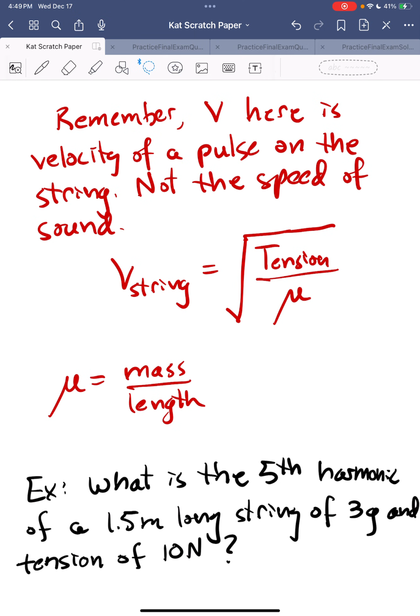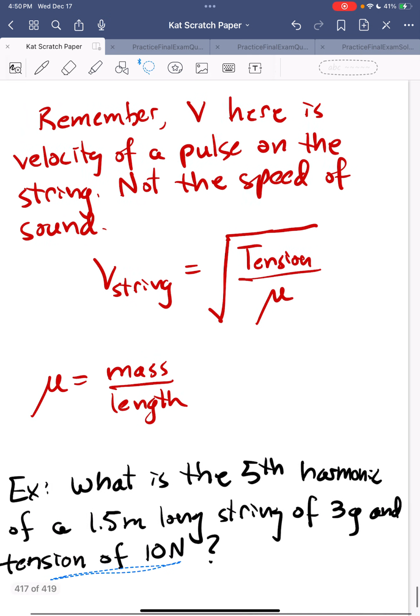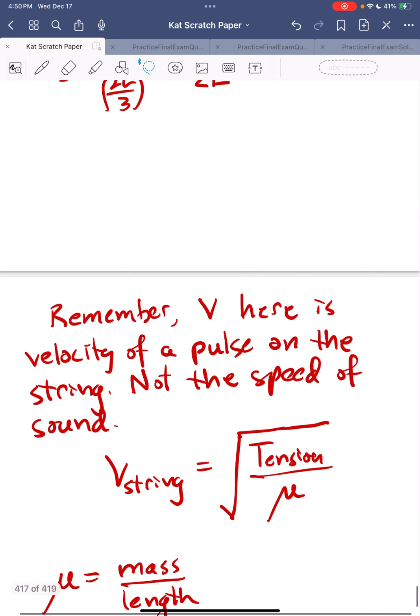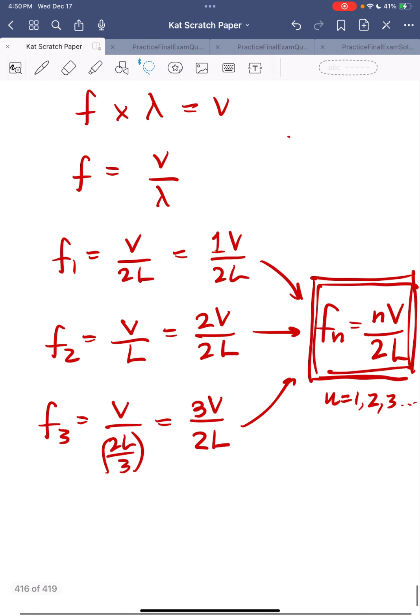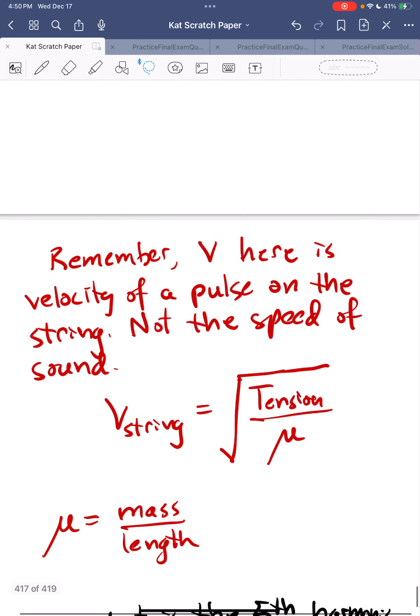All right, so let's do an example problem. What is the fifth harmonic of a 1.5 meter long string that has a mass of 3 grams and is under a tension of 10 newtons? To do that, we're going to look at this formula and plug in n equals 5. So for the fifth harmonic, we're going to have 5 there. We're going to need to calculate the velocity, and we need to know the length of the string. So let's get to it.